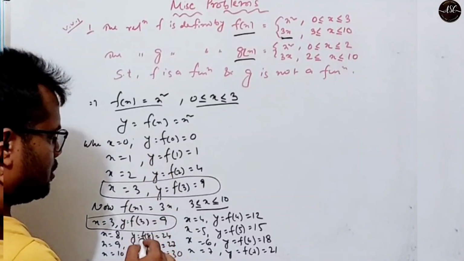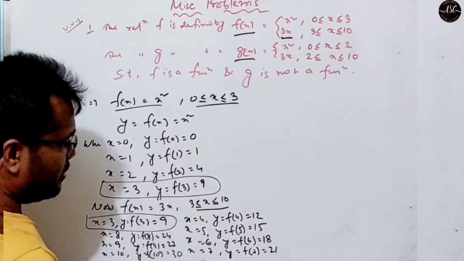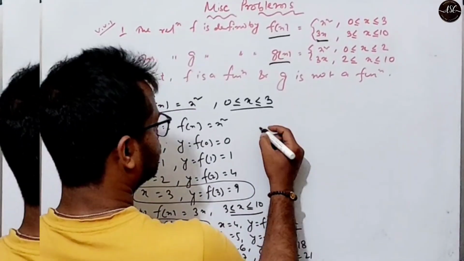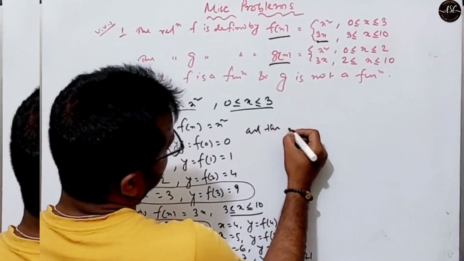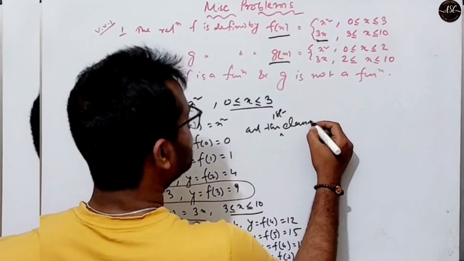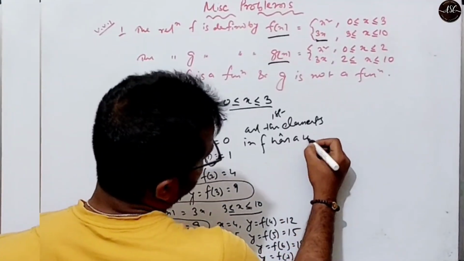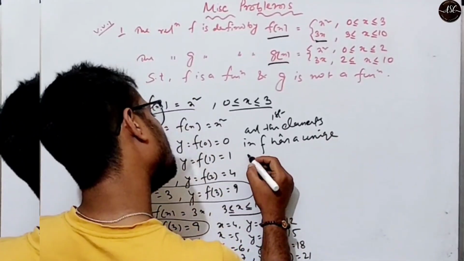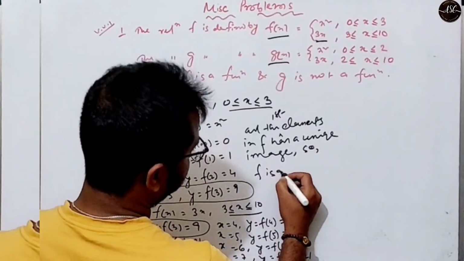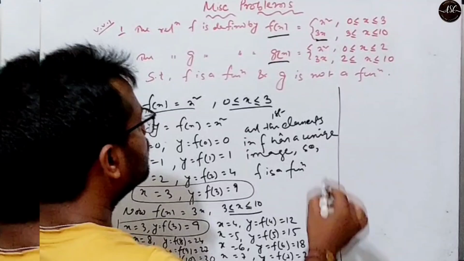So just look here, all the elements x, 0 1 2 3 4 5 6 7 8 9 10, have unique images. So all the first elements in A have a unique image. So f is a function. Now we are going to look at this function.